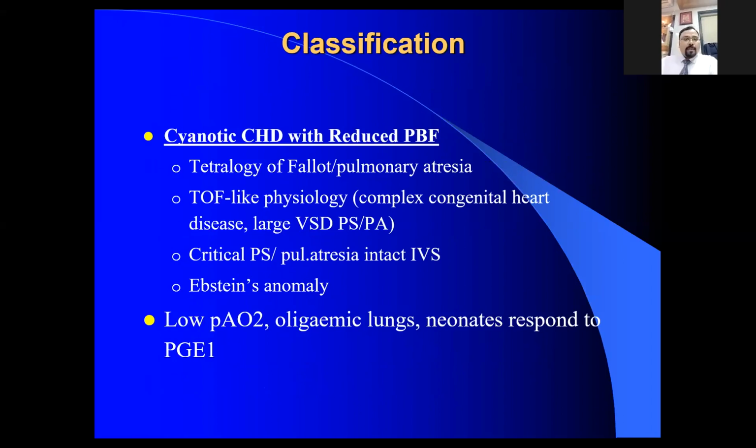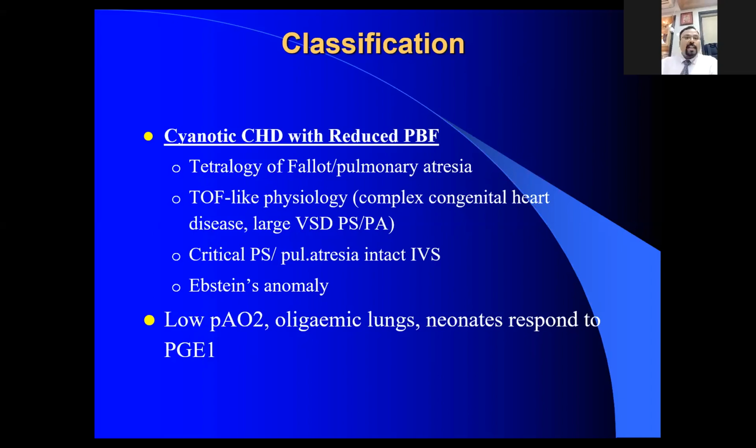Classification of cyanotic CHD. So you will divide into cyanotic CHD with reduced pulmonary blood flow, which includes tetralogy of Fallot, with pulmonary stenosis or pulmonary atresia, then TOF-like physiology, which includes different complex cyanotic CHD like DORV with VSD, PS or pulmonary atresia, ventricular septal defect with PS or pulmonary atresia. So these are TOF-like physiologies.